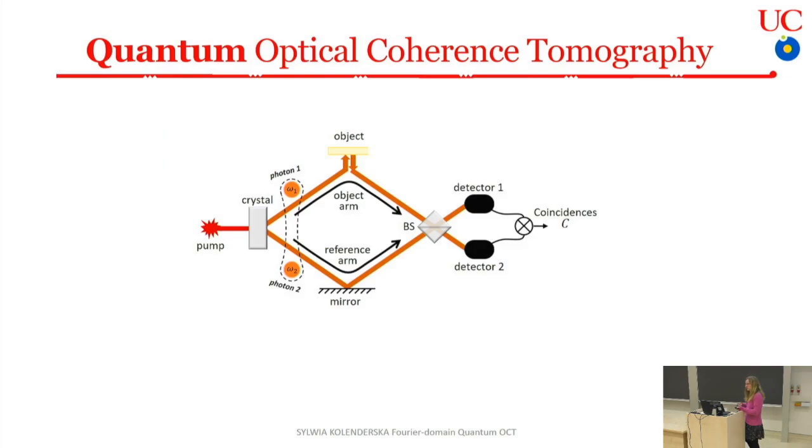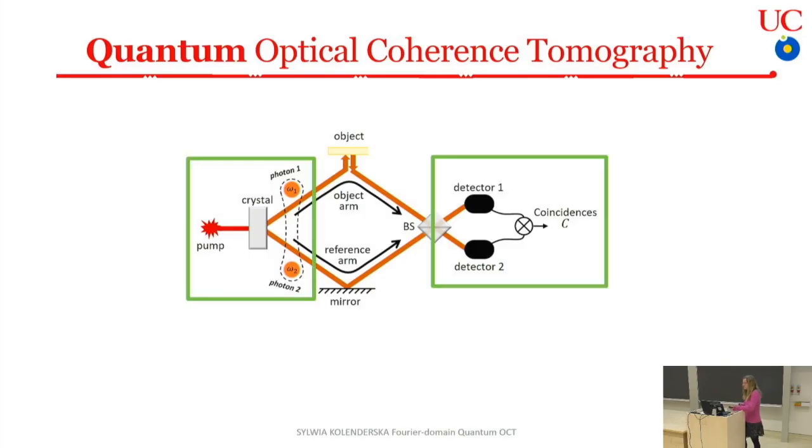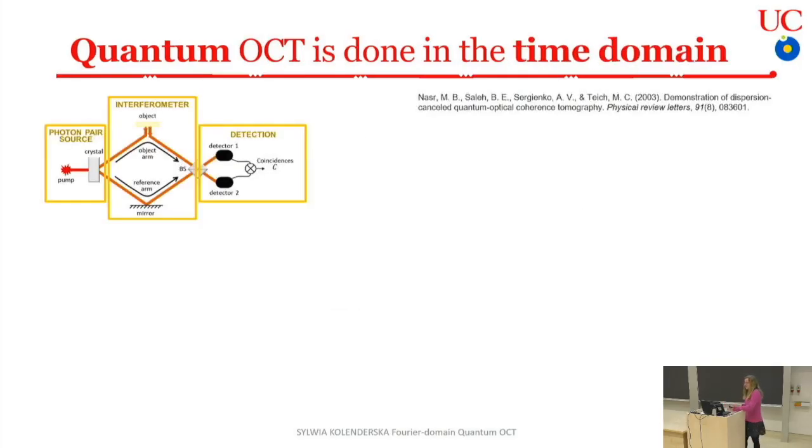Quantum OCT looks a bit different than traditional OCT. We have a light source and an interferometer as well, but in the quantum version, we have a source producing entangled photon pairs, then an interferometer called a Hong-Ou-Mandel interferometer, but if we were to describe it in classical terms, that would be a Mach-Zehnder interferometer, and then we have a coincidence detection. The state of the art in quantum OCT is the time domain detection.